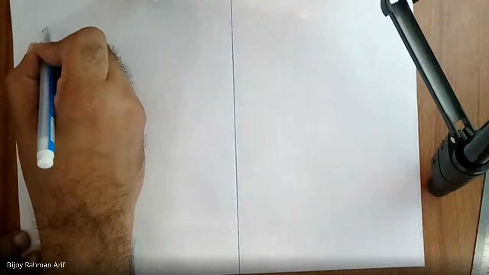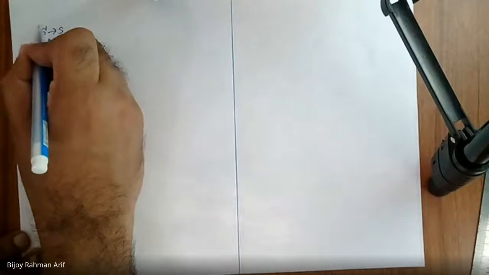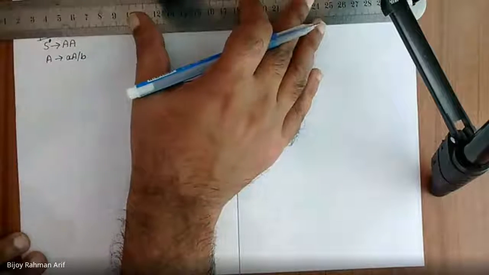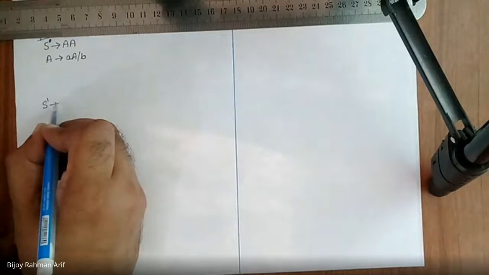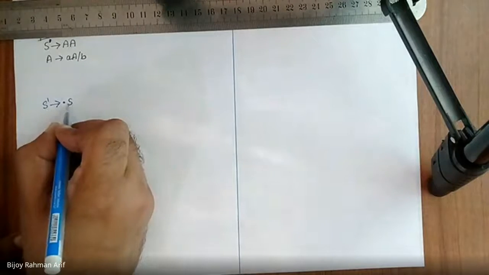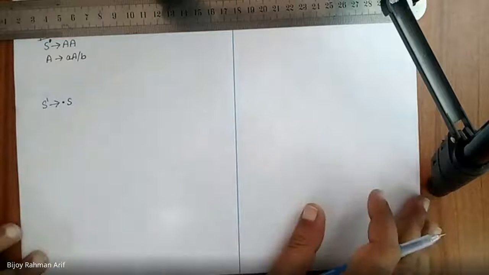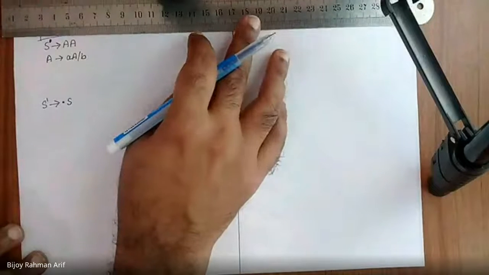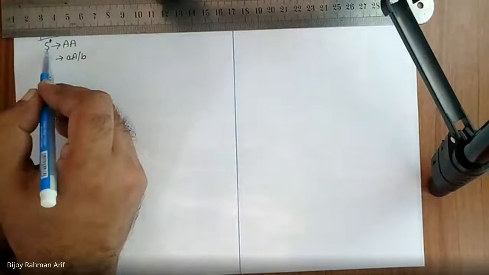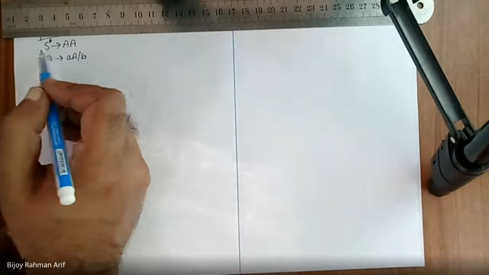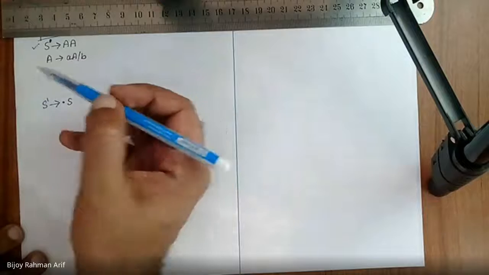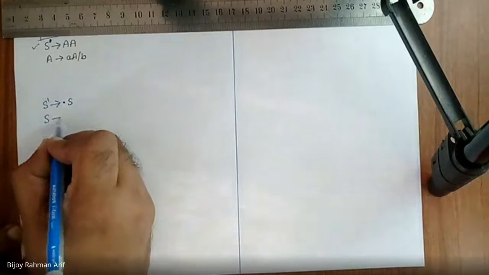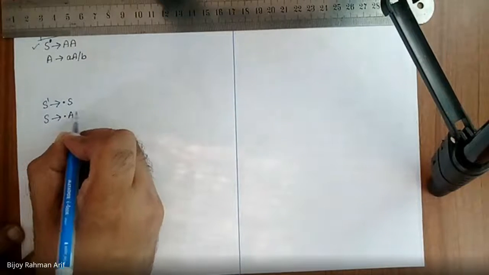S dash derives S. Then we are going to apply closure on the augmented product. So, S dash derives dot S. What is just after closure? Which rule do I have to use? We are going to find out which rule has S on the left hand side. So this rule has S on the left hand side. So S derives dot A.